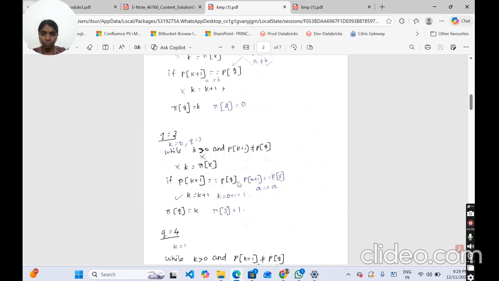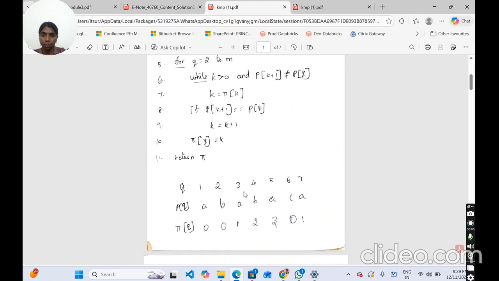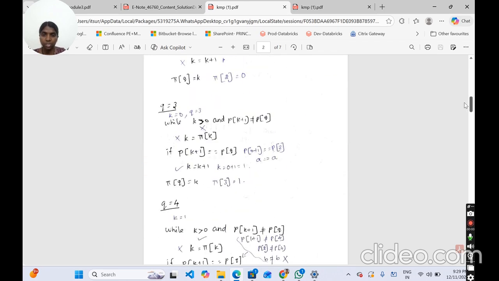Now again p of 0 plus 1, p of 1, and p of 3, these both are matching, so k equals k plus 1. If it is not matching, k will be pi of k. If the text is matching, then k equals k plus 1. So now pi of q equals k. What is k? It is 1. So pi of 3 equals 1. Here we are updating pi of 3 as 1. Likewise, we calculate till pi of 7.